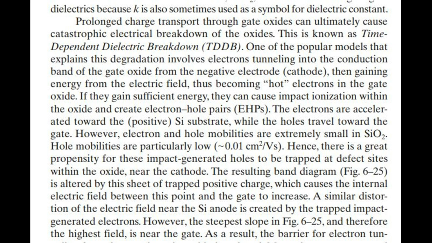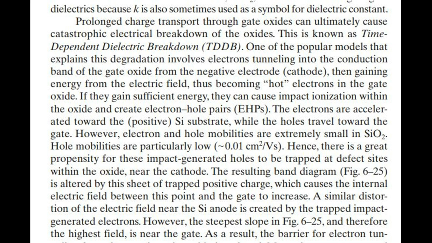One of the popular models that explains this degradation involves electrons tunneling into the conduction band of the gate oxide from the negative electrode, the cathode, then gaining energy from the electric field, thus becoming hot electrons in the gate oxide. If they gain sufficient energy, they can cause impact ionization within the oxide and create electron-hole pairs, EHPs. The electrons are accelerated toward the positive silicon substrate, while the holes travel toward the gate. However, electron and hole mobilities are extremely small in silicon dioxide.